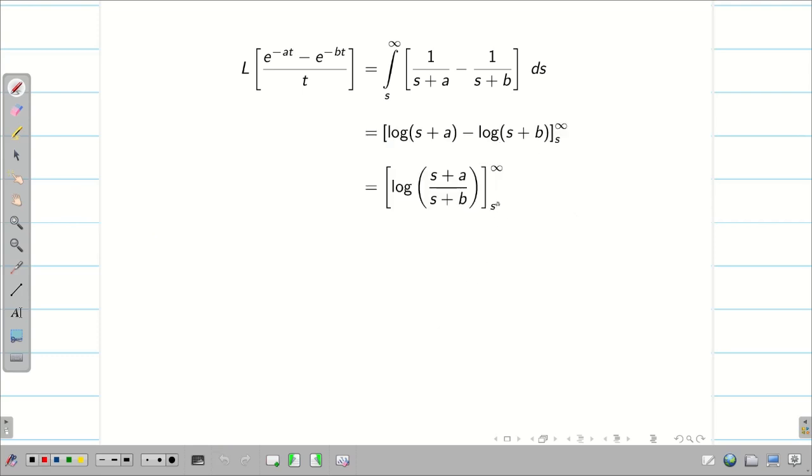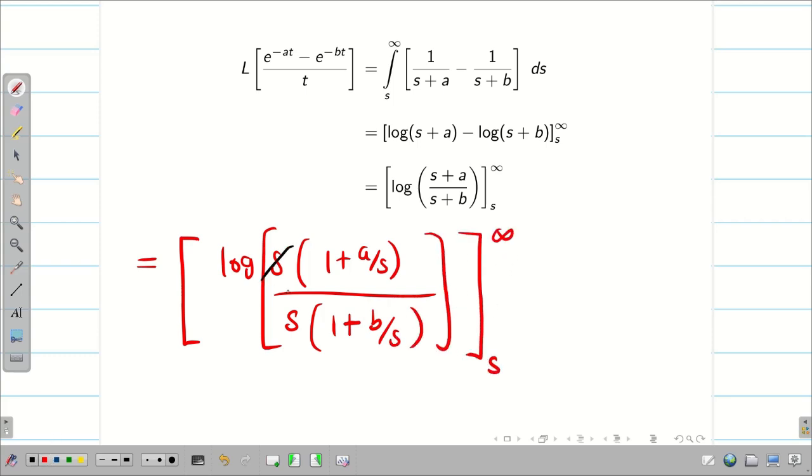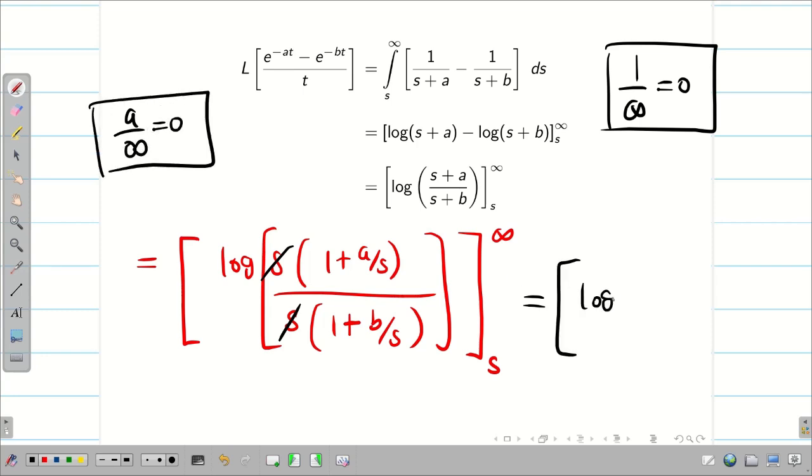It is very important to deal with the upper limit because the lower limit will not create any change. Now to tackle the problem, I am going to take this s outside. So 1 plus a by s. Similarly in the denominator, if I take s outside, 1 plus b by s, limit s to infinity. Now the s's get cancelled. If you apply the upper limit, 1 by infinity is 0. So a by s will become a by infinity, that is 0. So we get log of numerator 1 plus 0, denominator 1 plus 0.